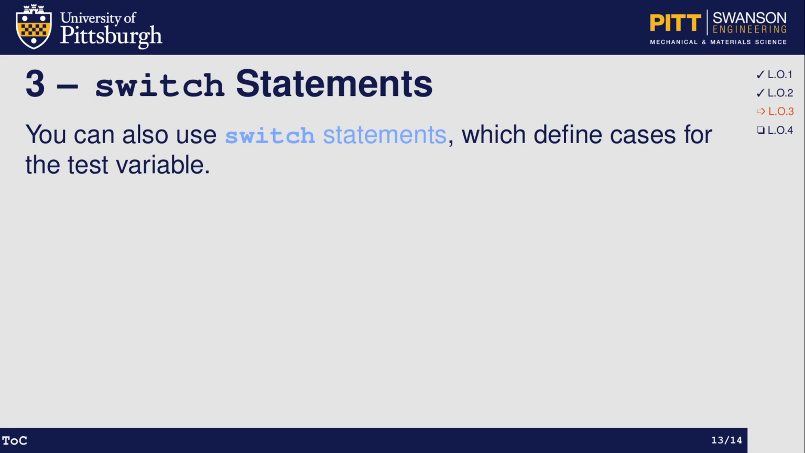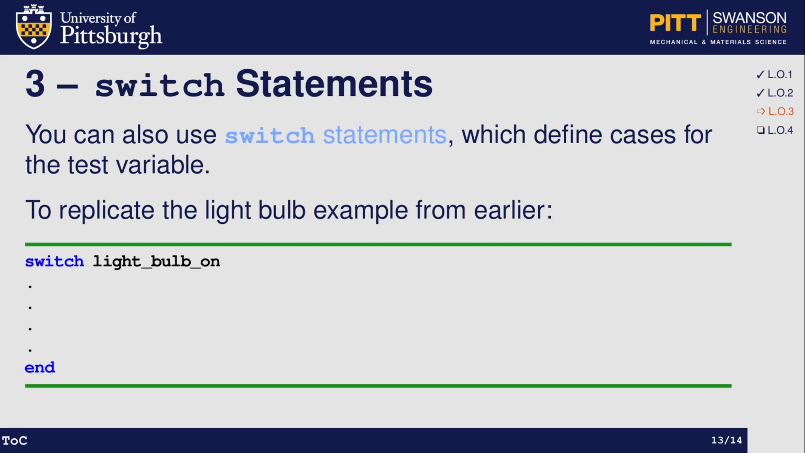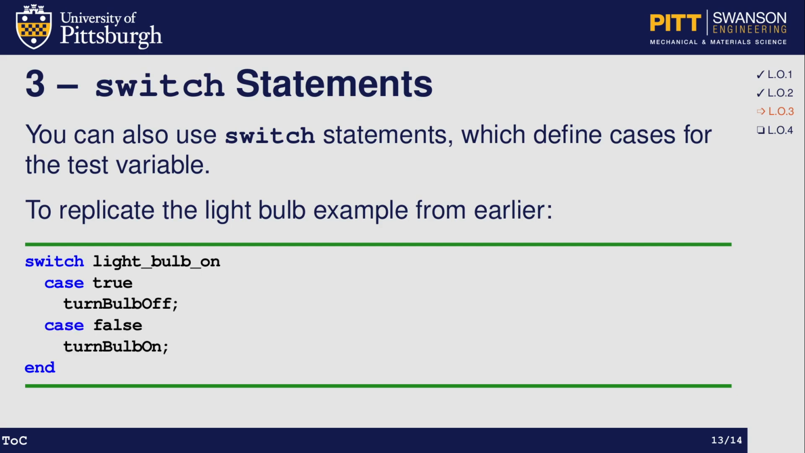Now, an alternative to if statements is to use switch statements. These define cases for some test variable. To replicate the light bulb example from earlier, we start with the statement switch light bulb on, which declares that the variable light bulb on is the thing that we are going to test. Then there is a first case where the variable light bulb on is set to true, and in that case, we want to turn the bulb off. The alternative is where light bulb on is set to false, and so in that case, we want to turn the bulb on. Switch statements are useful. They accomplish the same goal, but they're not necessary to use in any way.